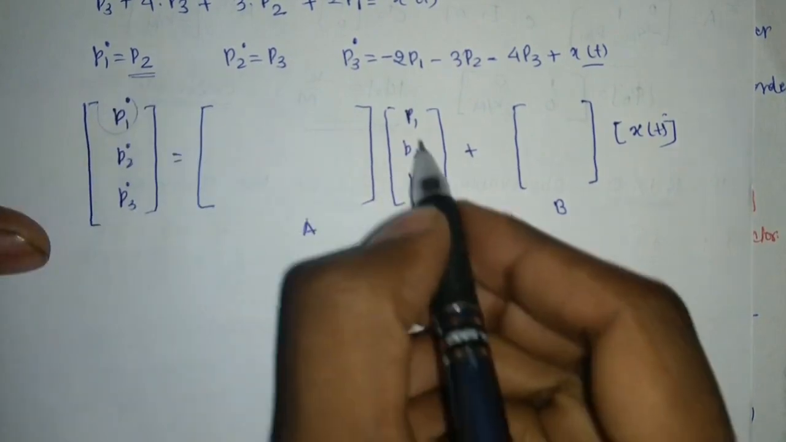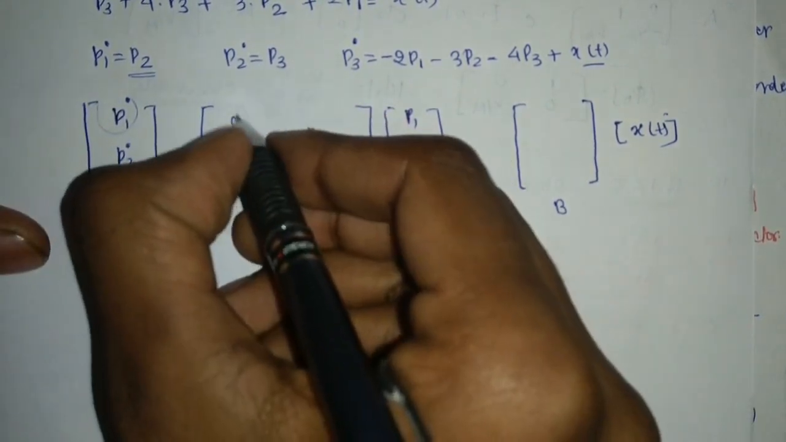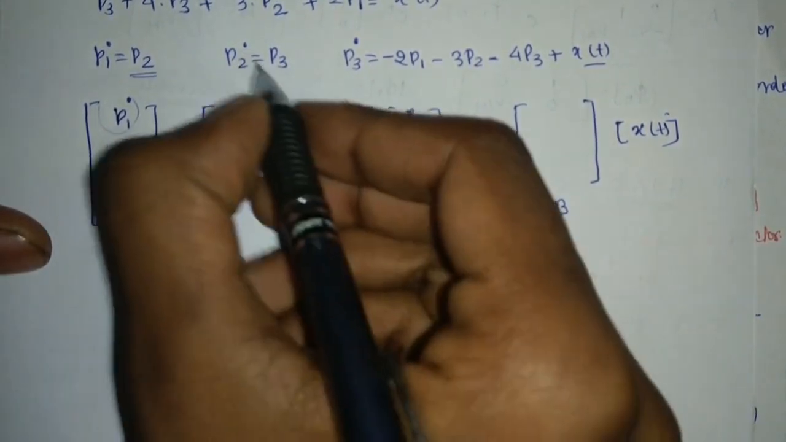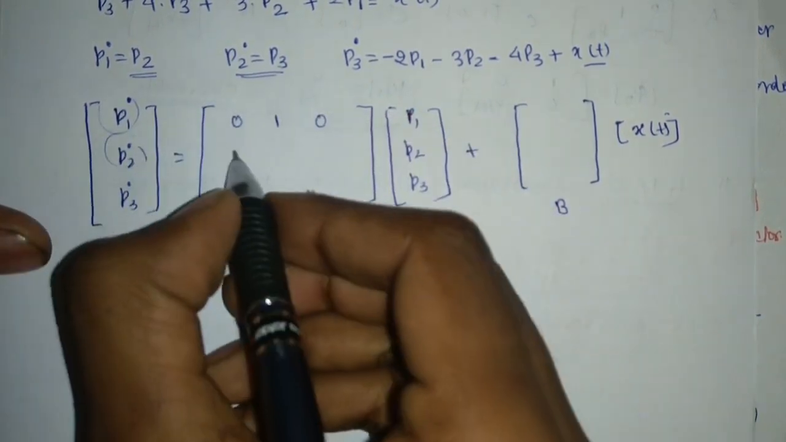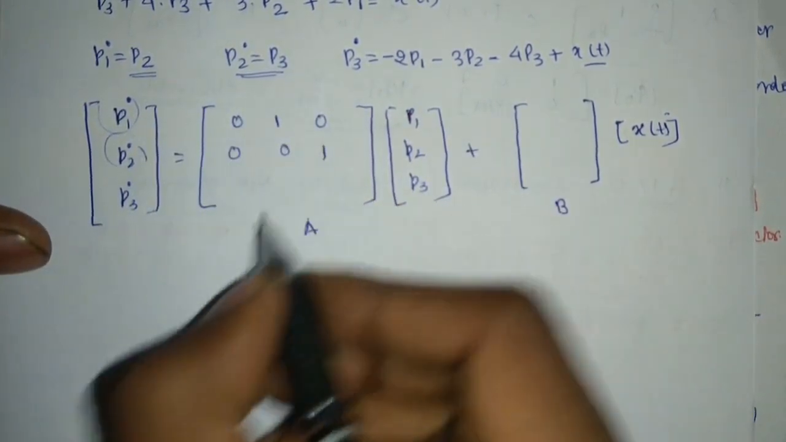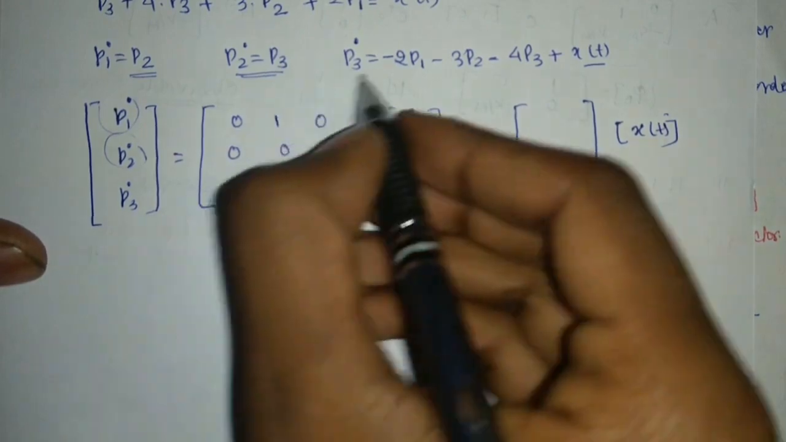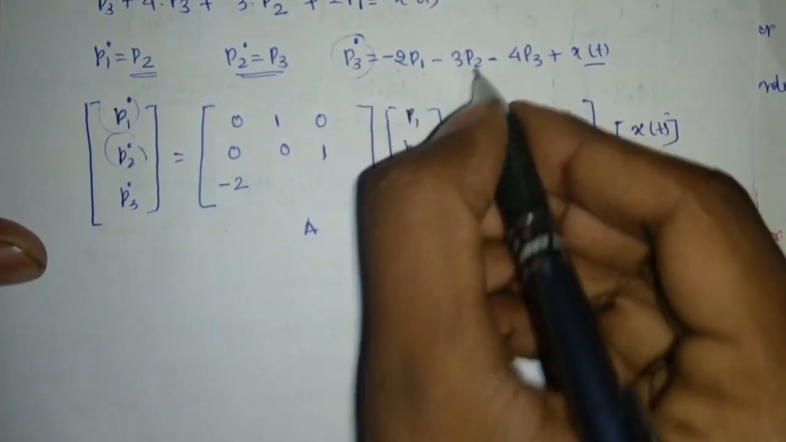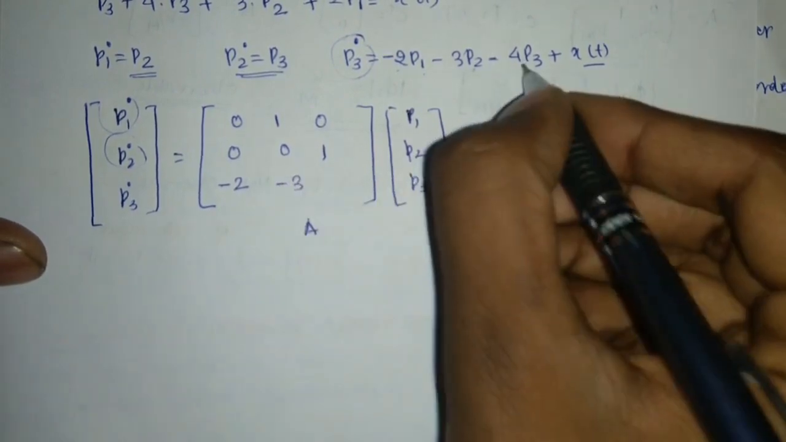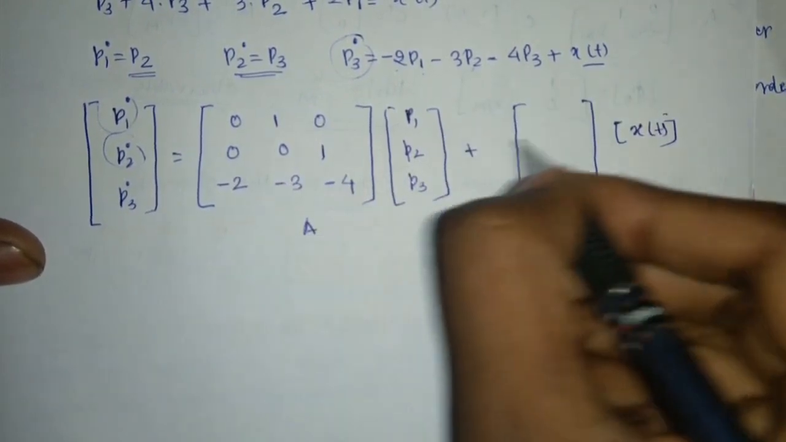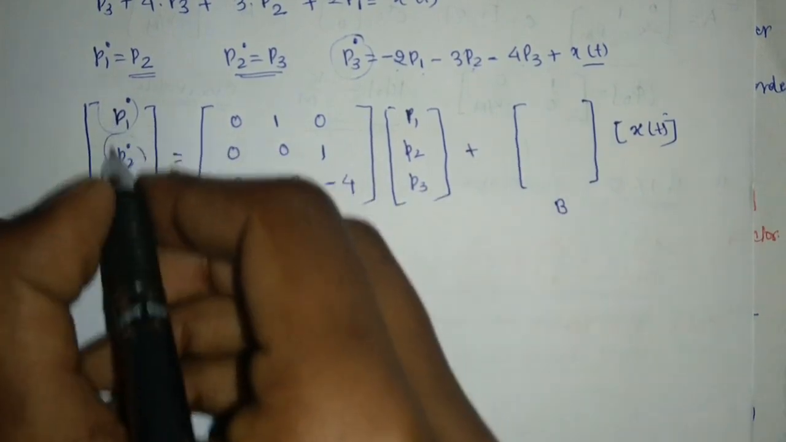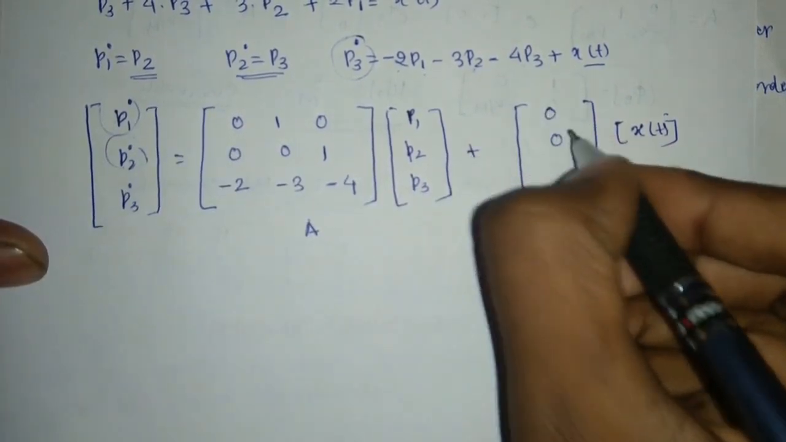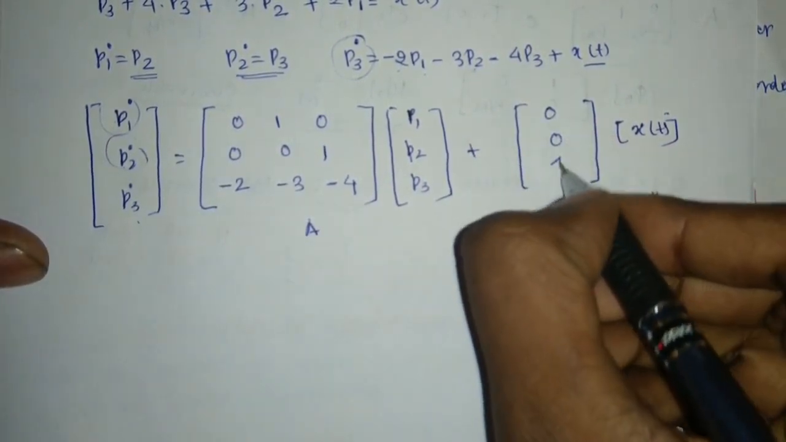Only the P2 component is there, so P2 dot is 0, 1, 0. For P3 dot, only the P3 component is there, so 0, 0 and 1. Then what is P3 dot? With P1 I am multiplying minus 2, with P2 minus 3, and with P3 minus 4. For P1 dot and P2 dot there is no component of our x, but in case of P3 dot there is a component of x, and that is 1.